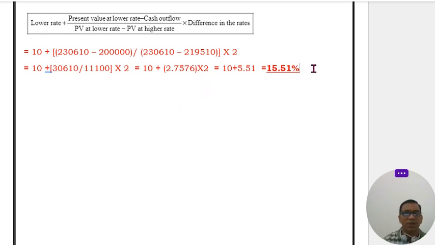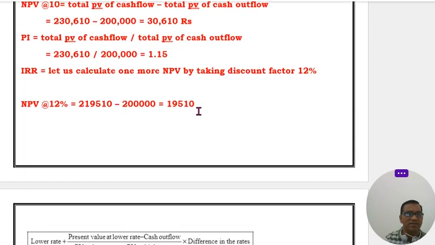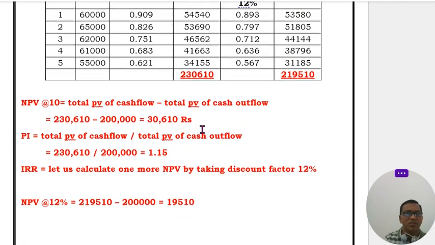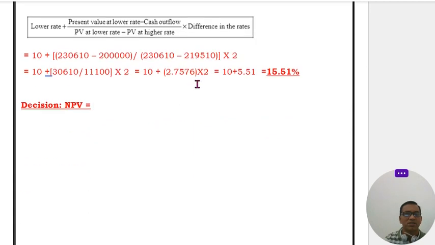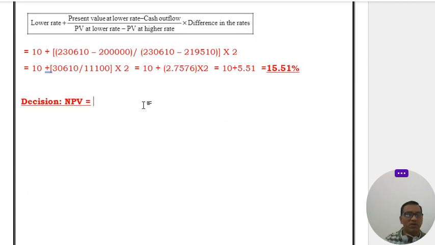Now coming to the decision. I told you the decision rule for NPV: how will you take the decision? If NPV is positive, accept. If NPV is negative, reject. Since NPV is positive, you can accept the project. See, NPV is 30,610, a positive value. Since NPV is positive, accept.